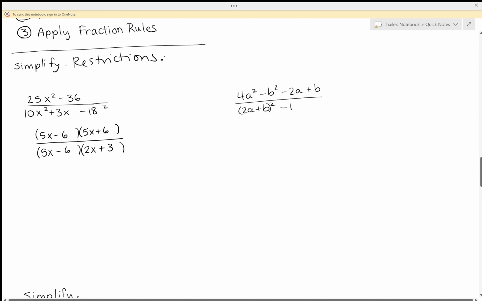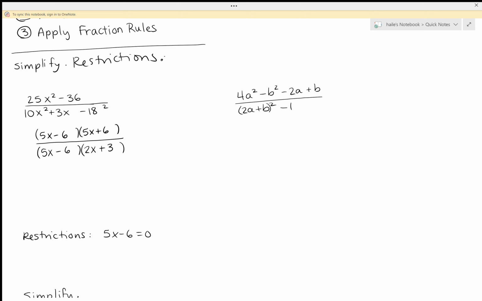Okay, so then for my restrictions, I want 5x minus 6 equal to 0, and so 5x is equal to 6, so x is equal to 6 over 5. And we also have 2x plus 3 equal to 0, so 2x is equal to negative 3, and x is equal to negative 3 over 2. So these are your 2 restrictions. x is equal to 6 over 5 and negative 3 over 2, or you could say not equals. So those are your restrictions.